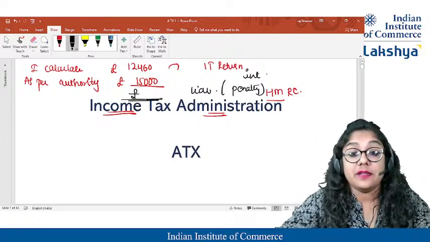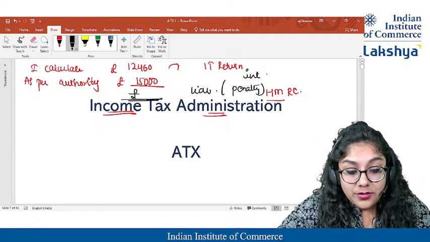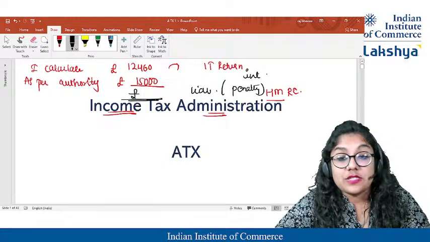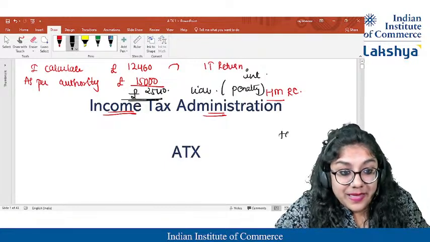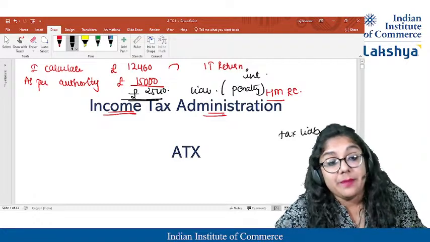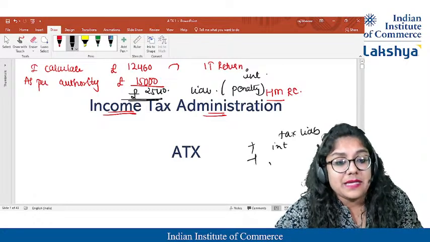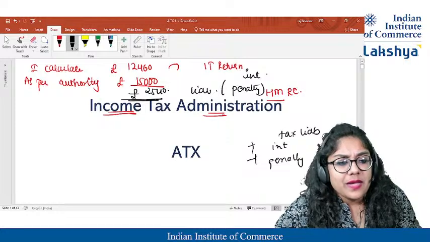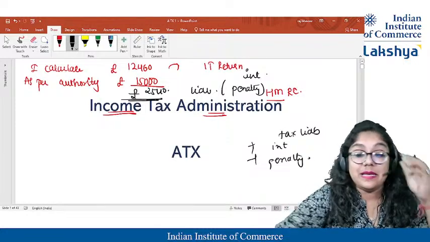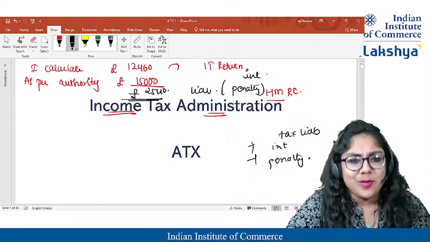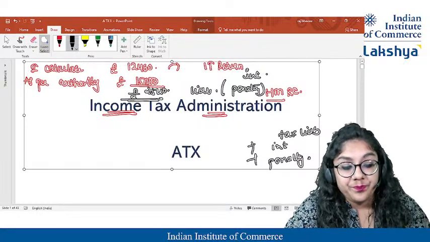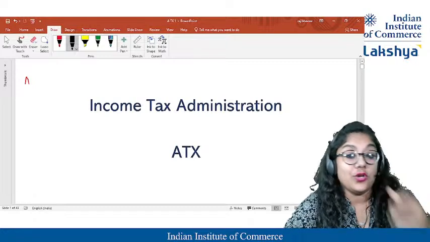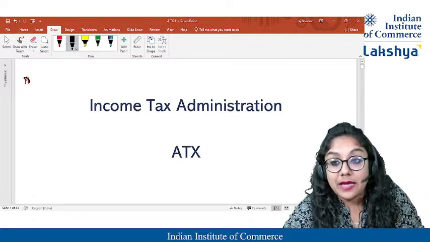Yeah, that is nothing other than 15,000 minus 12,460, which comes to be what you have to extra pay. Along with that, you have to pay the tax liability. Along with that, you have to pay maybe interest, maybe penalty, etc. So guys, this is what I'm trying to explain to you about the normal stuff. Okay, and this is what I'm expecting you guys to know. Because it's not normal tax, it's ATX, and the revision again.